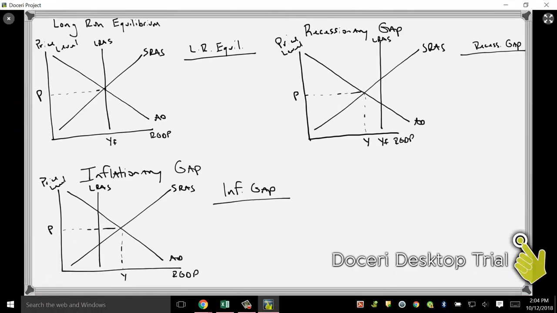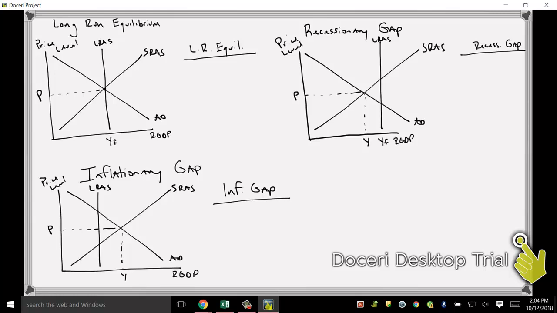All right. So today we are going to talk about long run equilibrium. I have three different graphs that I have drawn that illustrate an economy that's in long run equilibrium and then also showing a recessionary and an inflationary gap. So we're going to start with the long run equilibrium graph.